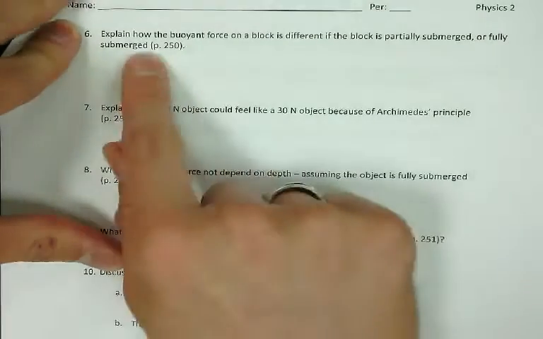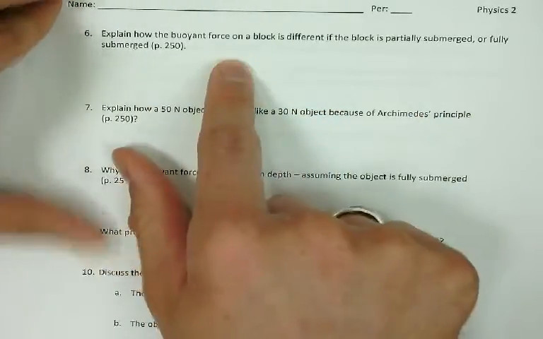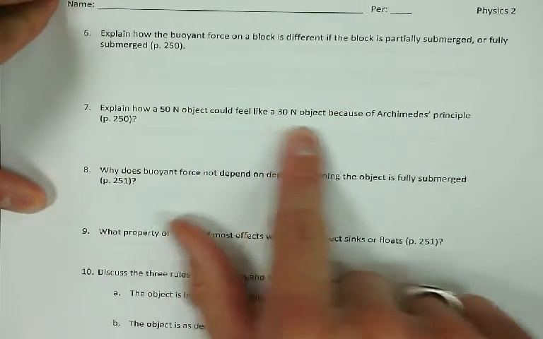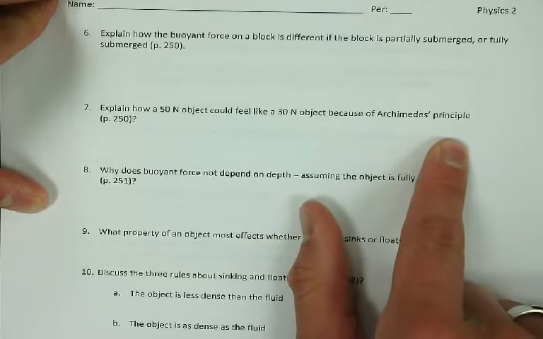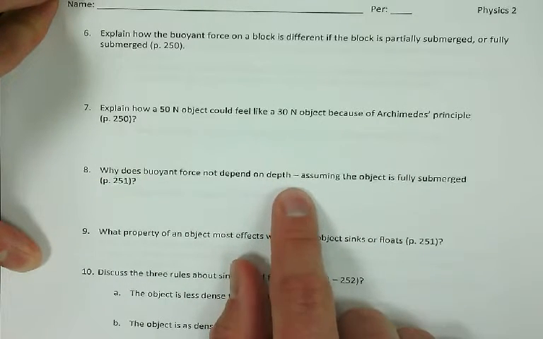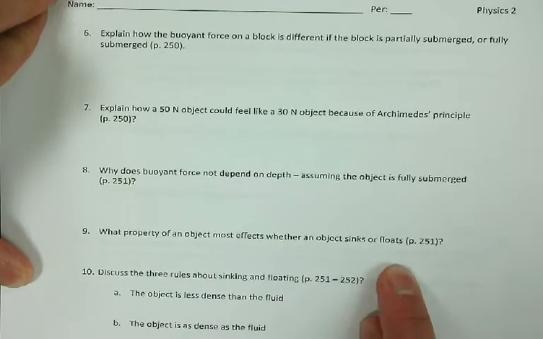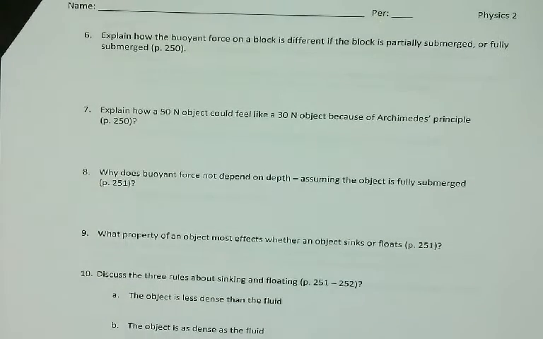So I want you to go ahead and do the next several here. So explain how buoyant force on a block is different if it's partially submerged or fully submerged. Explain how a 50 Newton object could feel like a 30 Newton object. Why does buoyant force not depend on depth? And then what property most affects whether an object sinks or floats? Okay, go ahead and take some time to do those. That's going to take you a little bit longer here.